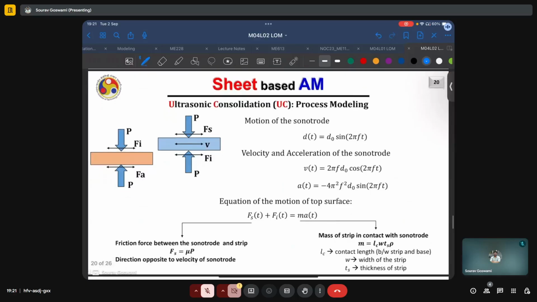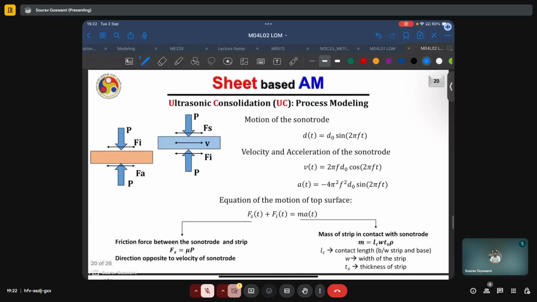Now the motion of the sonotrode itself, which delivers the ultrasonic vibrations, can be written as some sinusoidal function, in this case given as d(t) equals d naught sine 2 pi f t. The velocity and acceleration of the sonotrode can be found just by differentiating this displacement with respect to time, as shown here. V(t) equals 2 pi f d naught cosine of 2 pi f t, and acceleration being equal to minus 4 pi square f square d naught sine 2 pi f t.